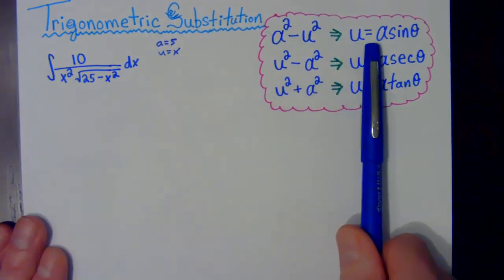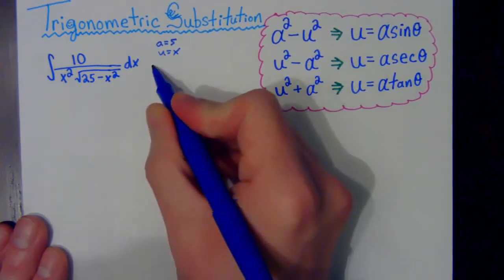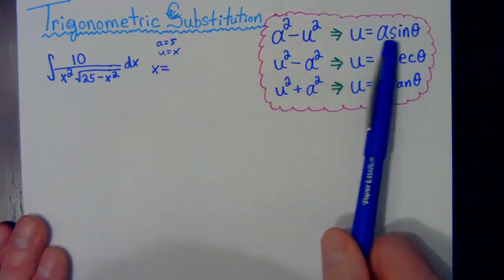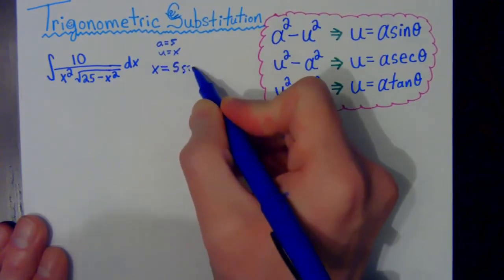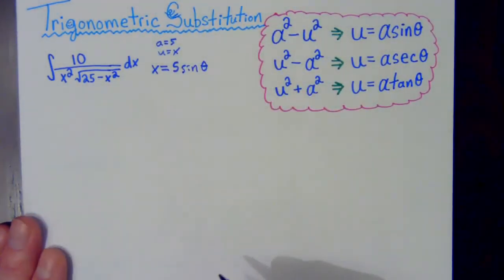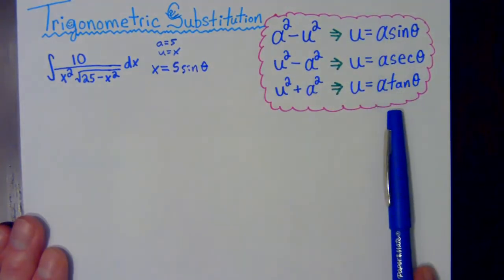Right here, it says u equals a sine of theta. So my u is equal to x, and I'm going to go x equals a times sine of theta. My a is 5, so I'm going to go 5 times sine of theta. All right, so that's your initial trig substitution step. Just recognize the pattern, use the correct one, and make sure you know which is which.